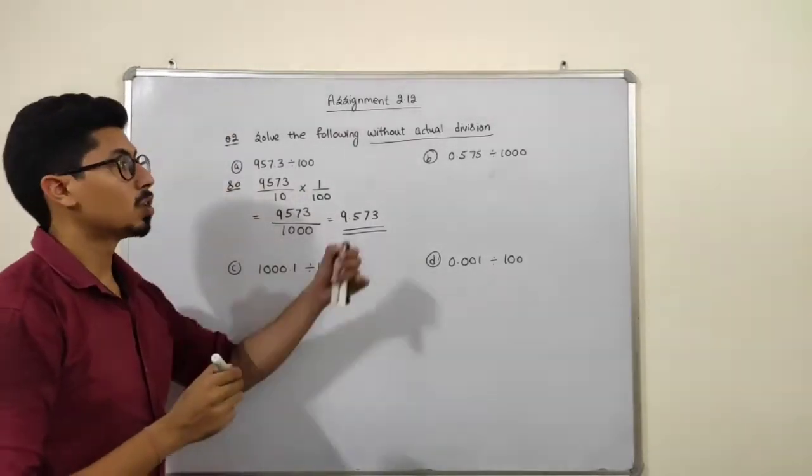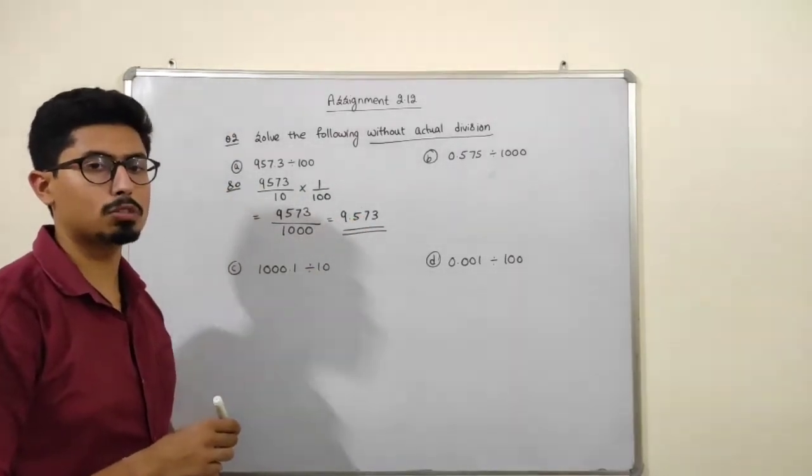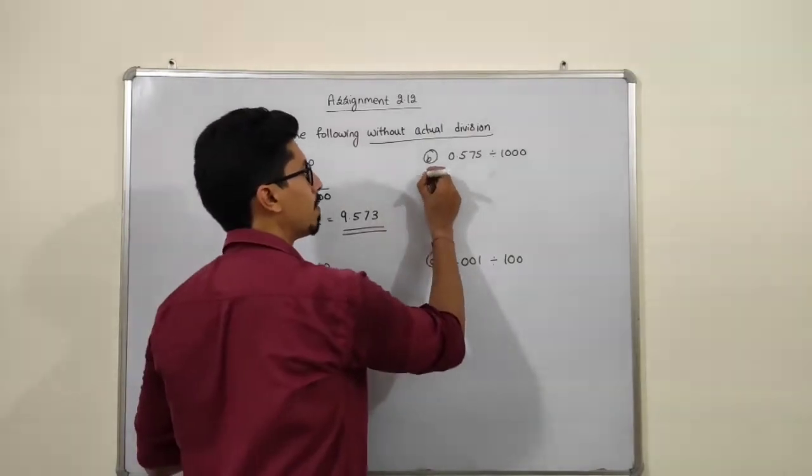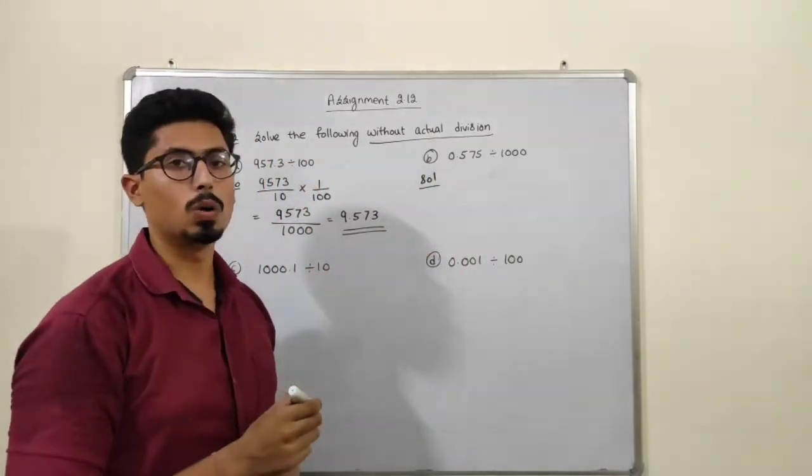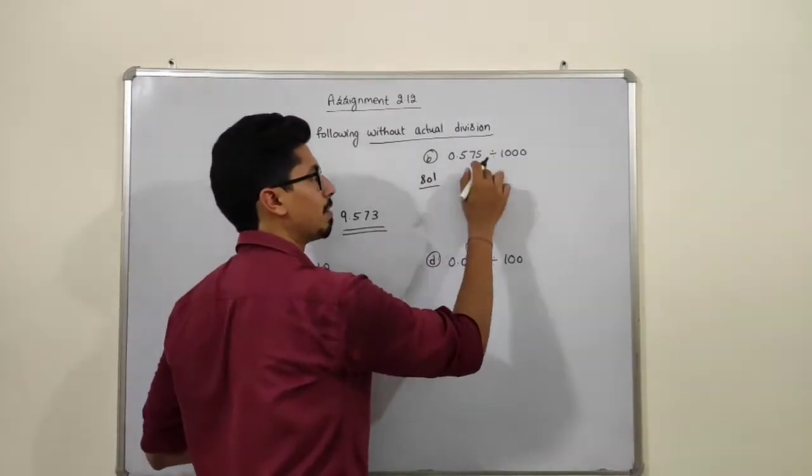Okay students. So now moving forward to the part number B students. That is, we have to divide 0.575 by 1000. So 0.575 students.